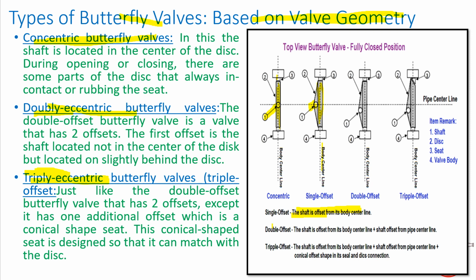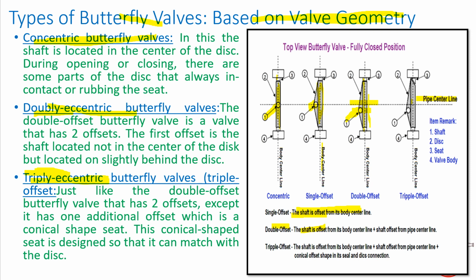So next is double offset. In double offset, the shaft is offset from its body center line plus the shaft is offset from the pipe center line. You can see this is your body center line, and this is your shaft center line, so they are not matching, and this is also not matching with the pipe center line. So there are two offsets. One offset is the shaft offset with your body center line, and the second offset is with the pipe center line. When we have these two offsets, our valve will be a double eccentric or double offset valve.